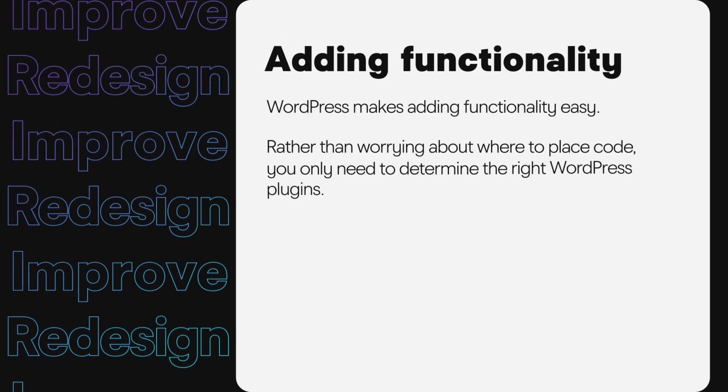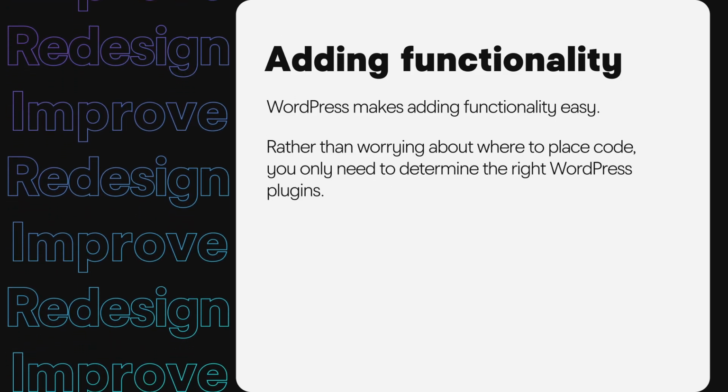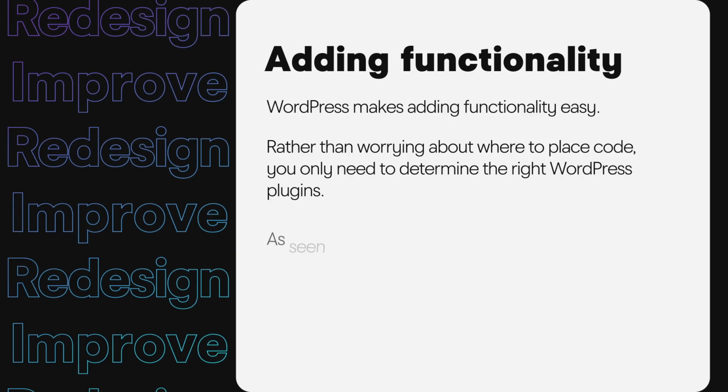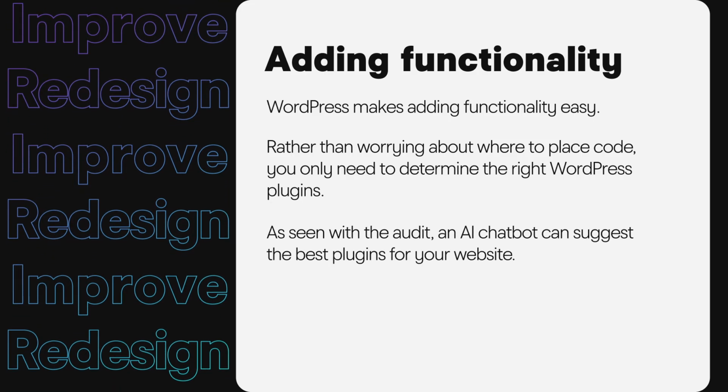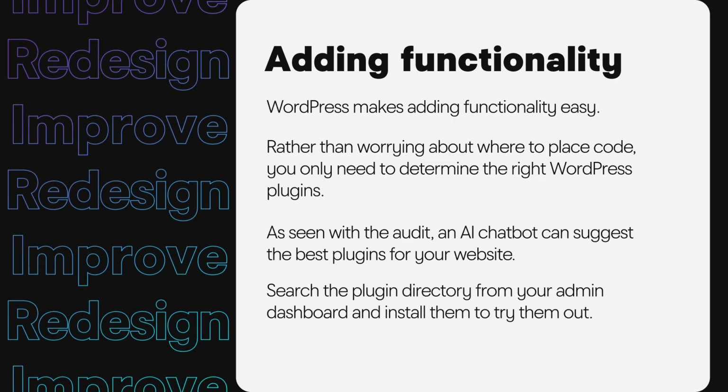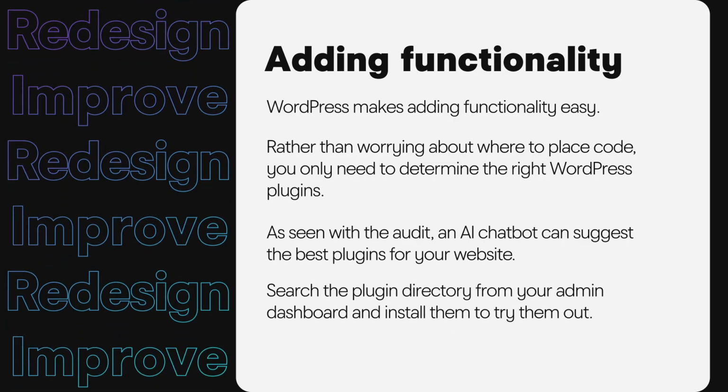When it comes to adding functionality easily, WordPress shines. Rather than worrying about where to place code, you only need to determine the right WordPress plugins. As seen with the audit, an AI chatbot can suggest the best plugins for your website. Search the plugin directory from your admin dashboard and install them to try them out. We still recommend doing this on a staging server first.